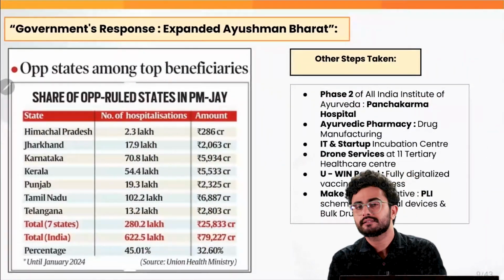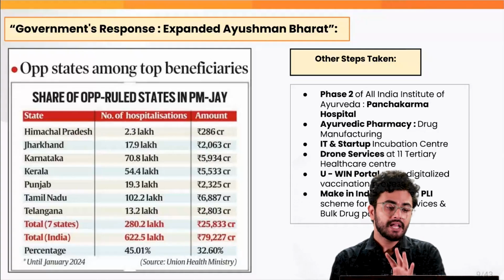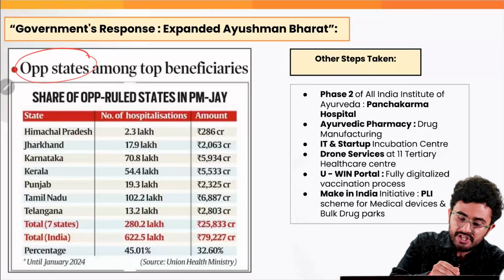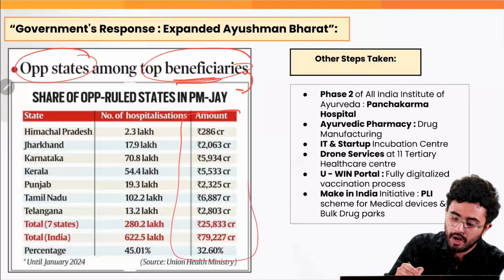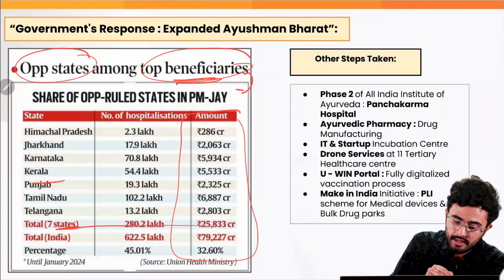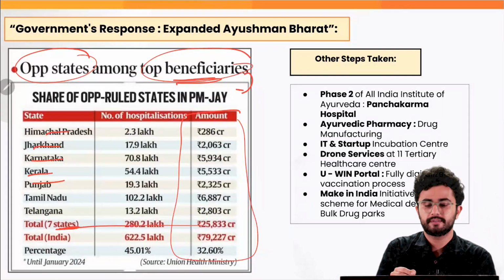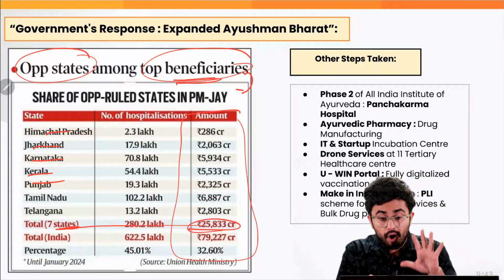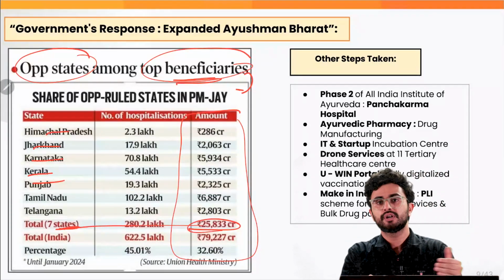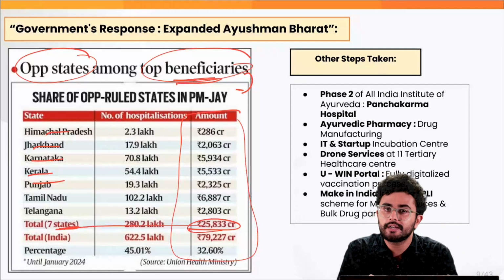Also, the government has responded to the criticism by the state governments. It has said that the opposition states are actually the top beneficiaries under the Ayushman Bharat. Just look at these opposition-ruled states and the kind of expenses which the government is providing to them.